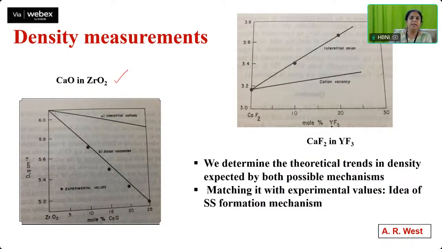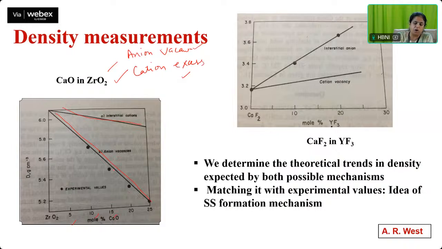For example, in calcium zirconia system, assuming that it forms, it can form an anion vacant or cation excess solid solution. So you assume that an anion vacant solid solution is formed. You know the nominal formula, okay? So you can calculate what would be the theoretical density. So calculate all the theoretical densities for 5 mole percent, 10, 15, whatever composition you have taken, and then plot it. Similarly, assume cation excess and then plot it.